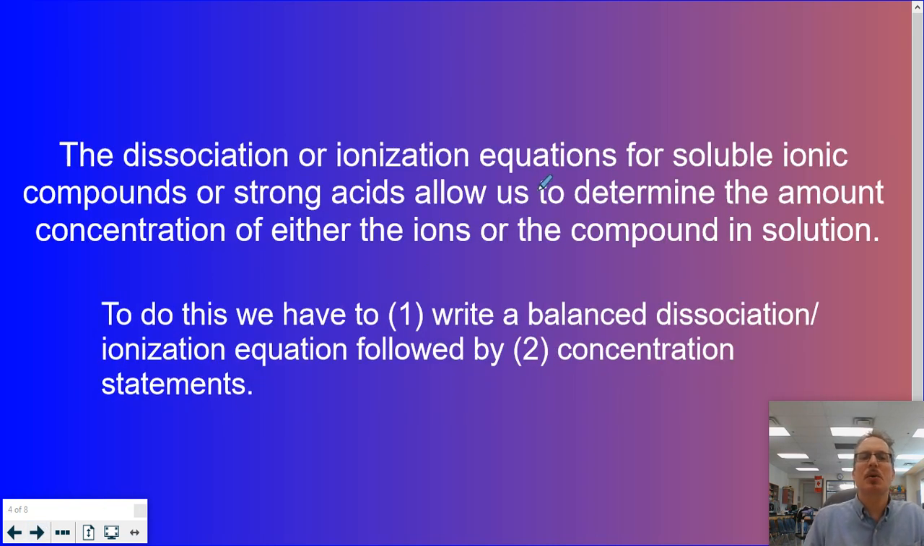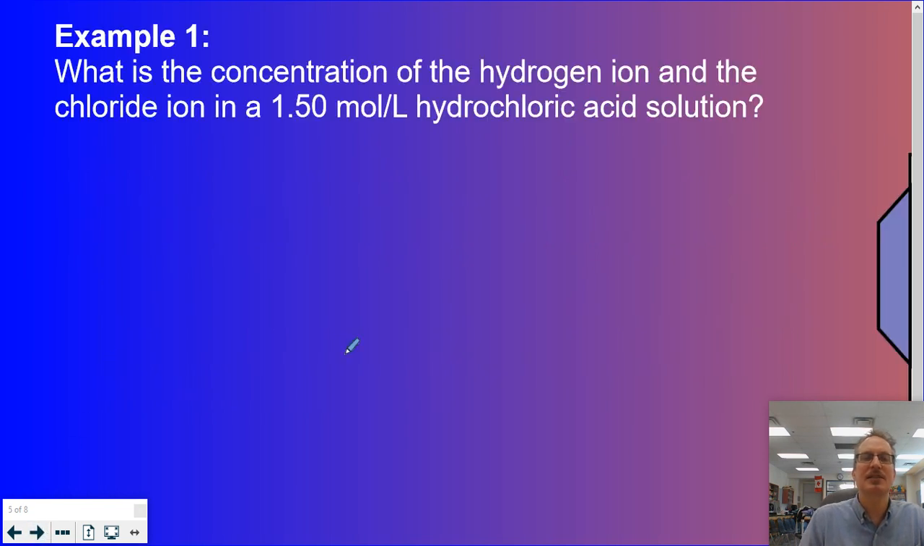So the dissociation or ionization equations for soluble ionic compounds, this would include, of course, bases, or strong acids, allow us to determine the amount concentration of either the ions or the compound in the solution. So we can use the concentration of one of those to find the concentration of another. To do this, we're going to have to do 2 steps. One, write a balanced dissociation equation. Again, I only do that if it's highly soluble or a strong acid. And then 2, I can do a concentration statement. So let's see what this is going to look like on the next example.